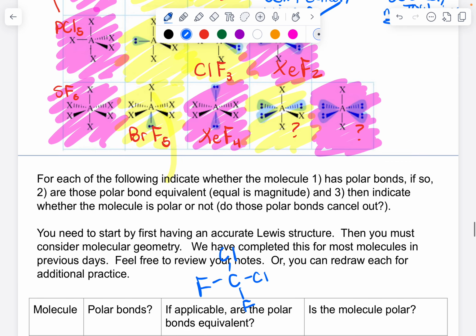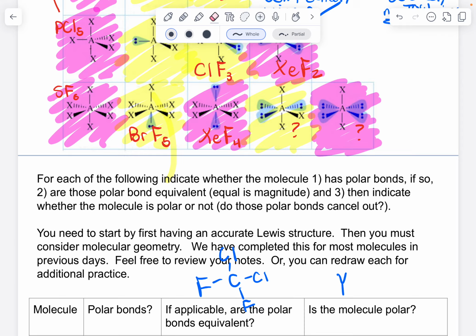So here are the questions we're answering. Polar bonds, yes, this has polar bonds. Are they equivalent? No. So even though they're in a tetrahedral shape, the molecule itself would be polar, because those polar bonds are not equivalent, so they can't cancel out. Okay, so that's how you're going to go through this.